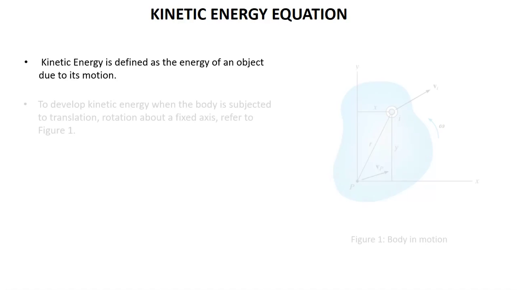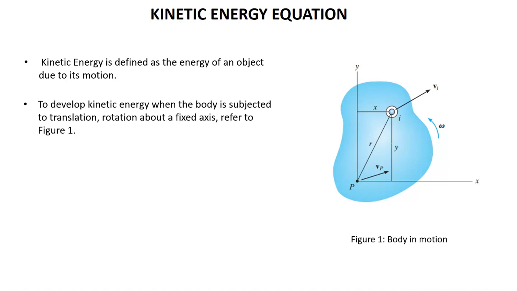The first thing that we're going to start with is defining kinetic energy. What is kinetic energy? Kinetic energy is defined as the energy that an object which is in motion has. If an object is moving, it has a velocity and it also has mass. To say it has kinetic energy means it has a component that we call kinetic energy, meaning the moving energy. And if you want to develop kinetic energy when the body is subjected to translation or rotation about a fixed axis, let us look at this diagram that has been given here.